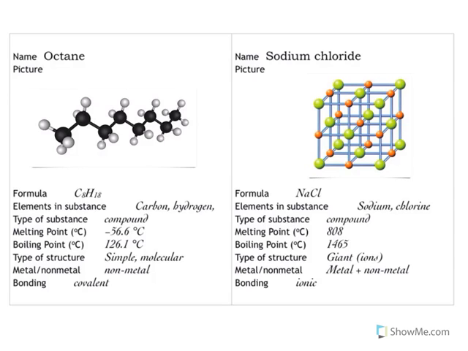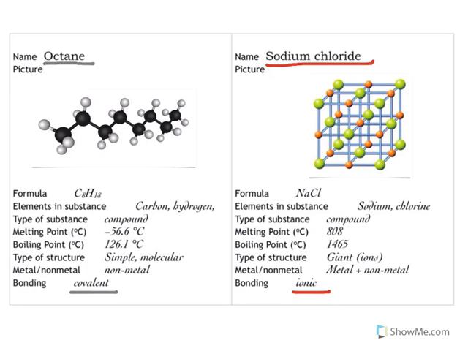In this tutorial, we're going to do a comparison of covalent substances and ionic substances. For our example of a typical covalent substance, we're going to take octane, which is present in petrol, and our example of an ionic substance, we're going to take sodium chloride, which is more commonly known as salt.